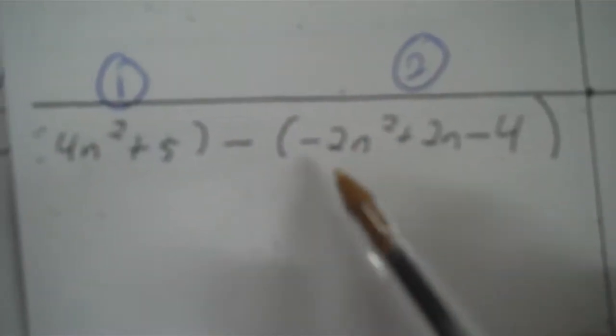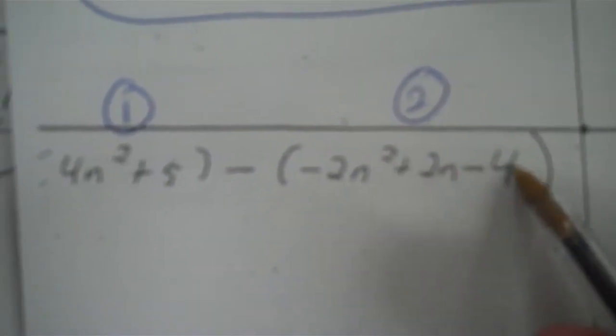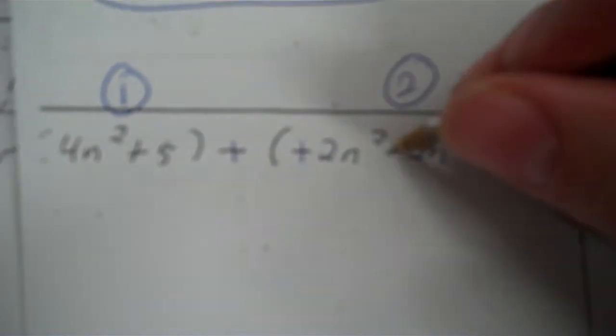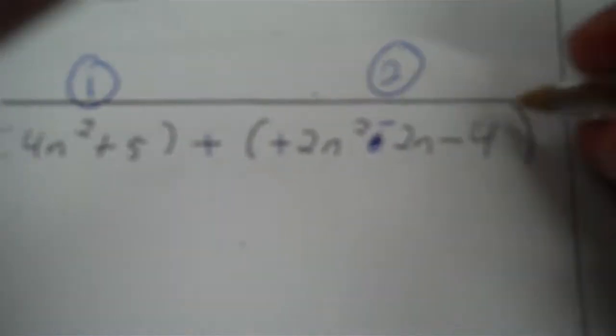Okay, 4n to the second plus 5 minus negative 2n, so that's what I have in polynomial number 1. Polynomial number 2, I've got the negative 2n to the second, a positive 2n, and a negative 4. So I switch that minus to plus. That's going to become positive. This becomes negative, and that becomes positive.